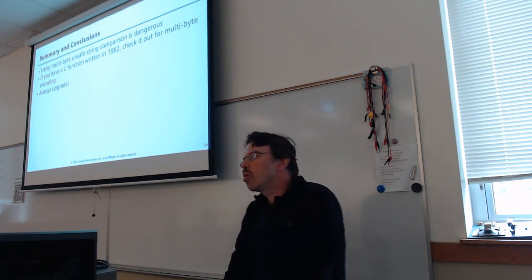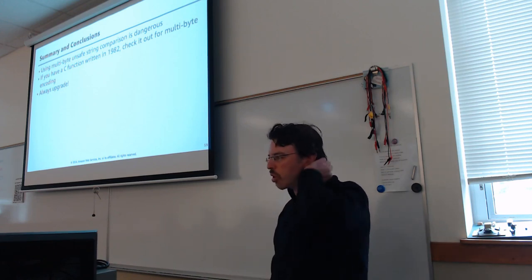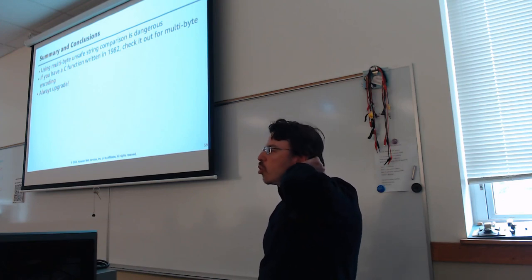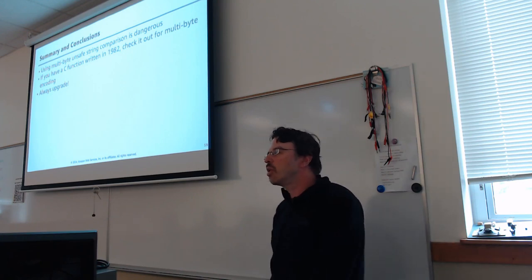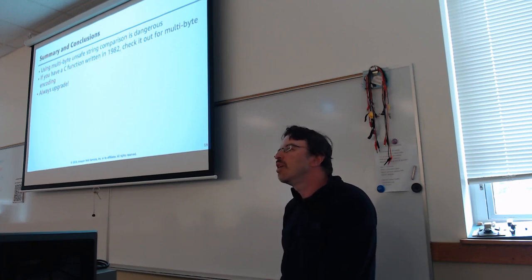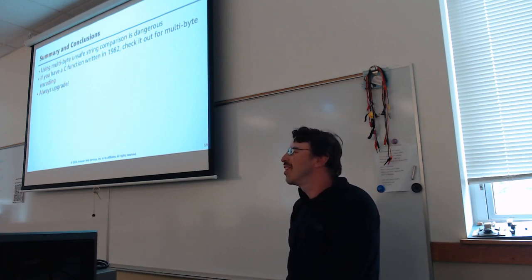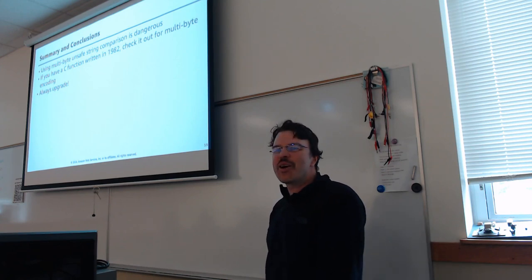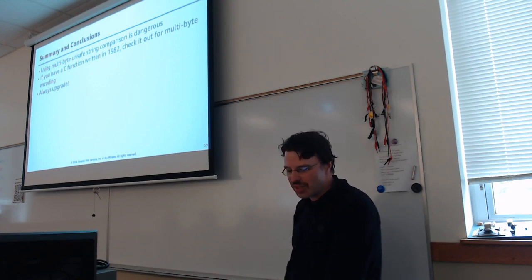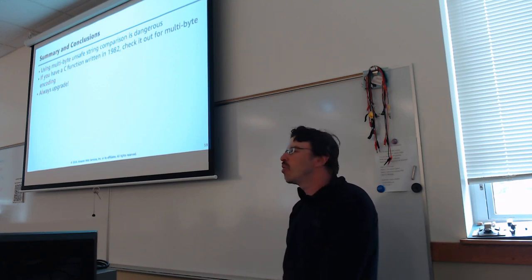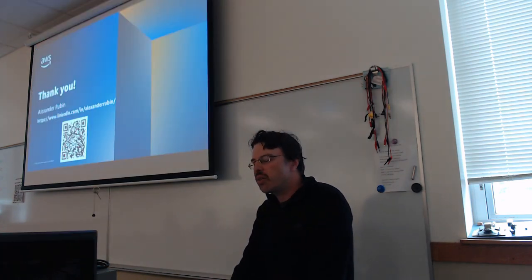All right, so before I go to the questions, last slide. Don't use unsafe UTF-8 or unsafe functions in C. If your project has a function from the 1980s, you need to review that. You need to look at the code and make sure that it actually works with UTF-8 or UTF-16, right? And always upgrade. All right, thank you very much.